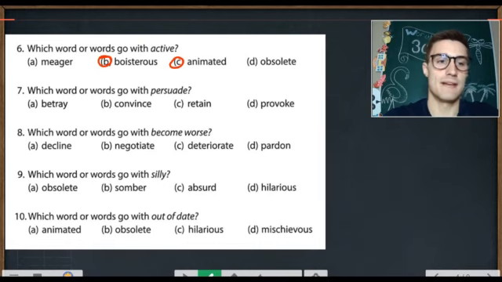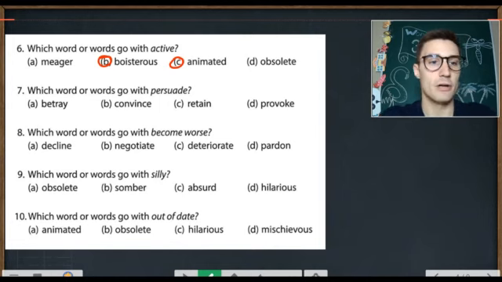Next, number 7. Which word or words go with persuade? Is it A, betray, B, convince, C, retain, D, provoke? I see one that is correct. Which word goes with persuade? It is B, convince.